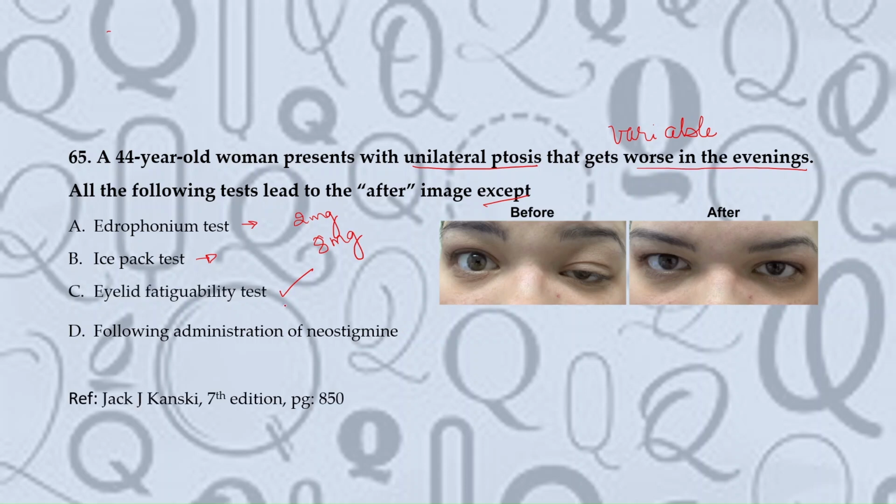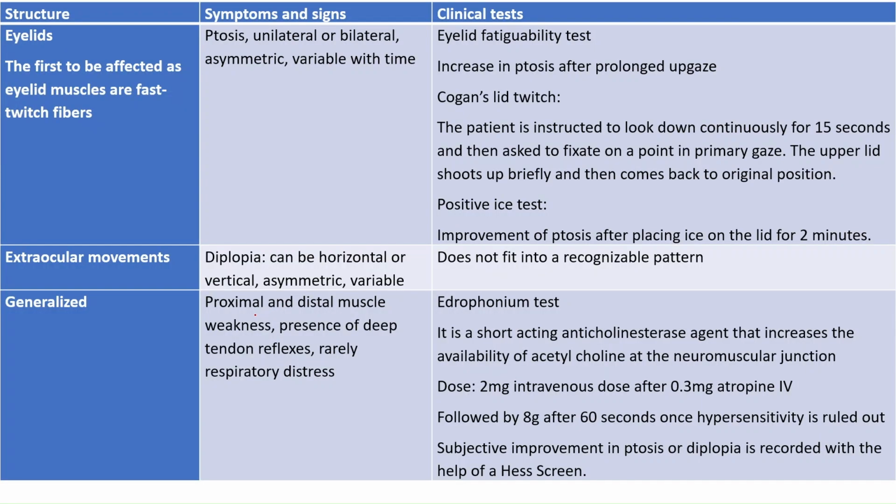So there are various tests that we do in myasthenia gravis, so let's understand each of them. The eyelids are the first to be affected, as eyelid muscles are fast twitch muscles, and usually there can be unilateral or bilateral ptosis. Asymmetric and variable are two important words I want you to remember with respect to myasthenia gravis. Then the eyelid fatigability test is an increase in ptosis after prolonged upgaze.